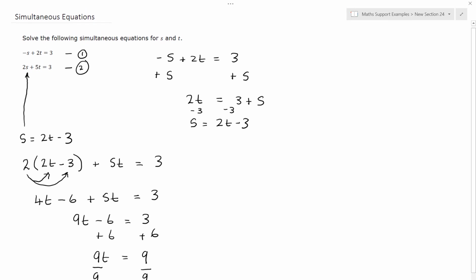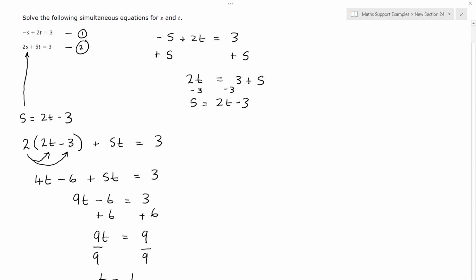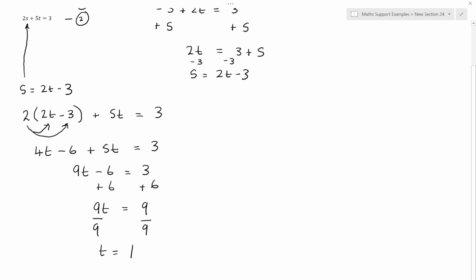Now that I've found t, I need to find out what s is. This is quite simple now though. We know that s is 2t minus 3. So s is 2 lots of 1 minus 3. So s is 2 minus 3, which is minus 1. So I see that s is minus 1.